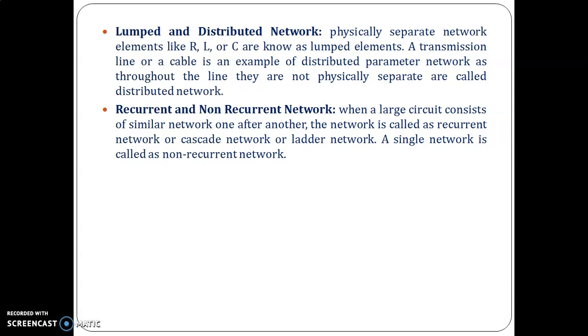I hope I have cleared the definition. A recurrent network is nothing but a network where a similar kind of network appears one after the other. That is, multiple times a network is repeating, it becomes a recurrent network. But instead of multiple times, if a single network is present in a circuit, it is called a non-recurrent network.